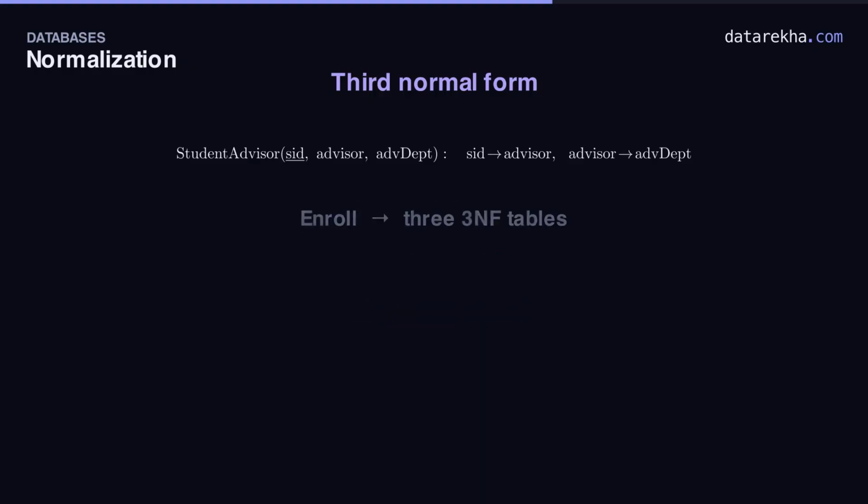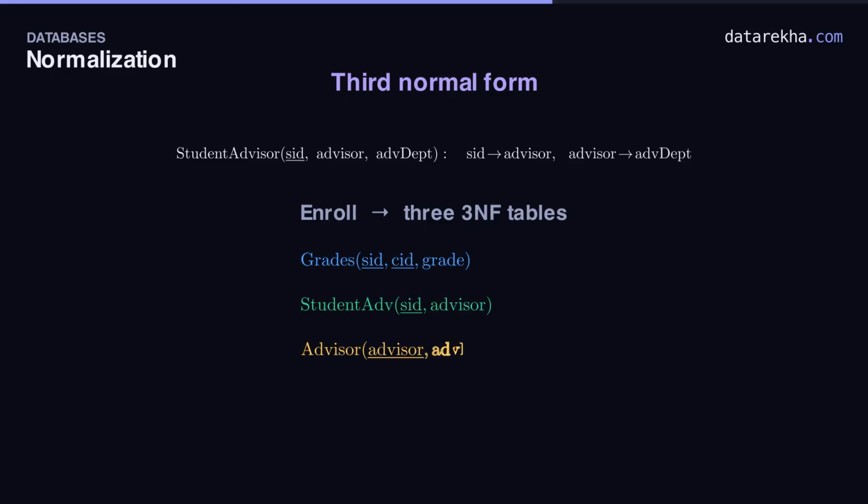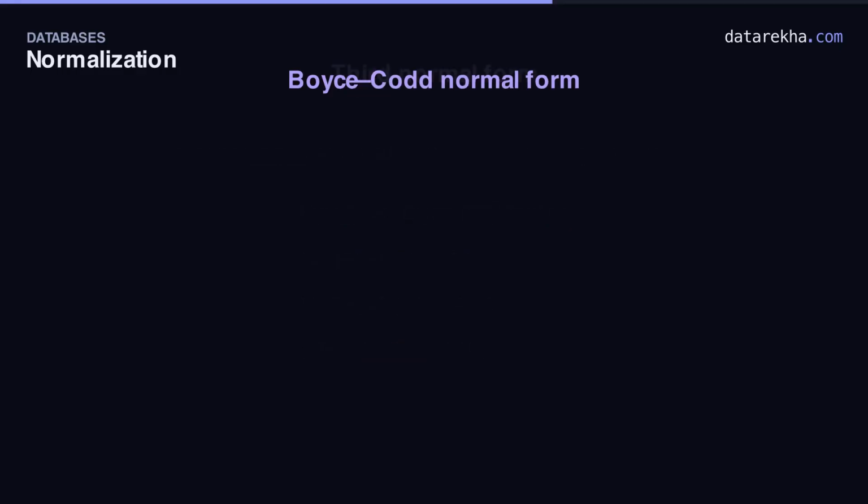Put it together, and enroll becomes three clean tables: grades, student to advisor, and advisor to department. Every non-key column now depends on the key, the whole key, and nothing but the key. Third normal form achieved. One rung remains, and it's subtle. A table can sit comfortably in third normal form and still hide redundancy.